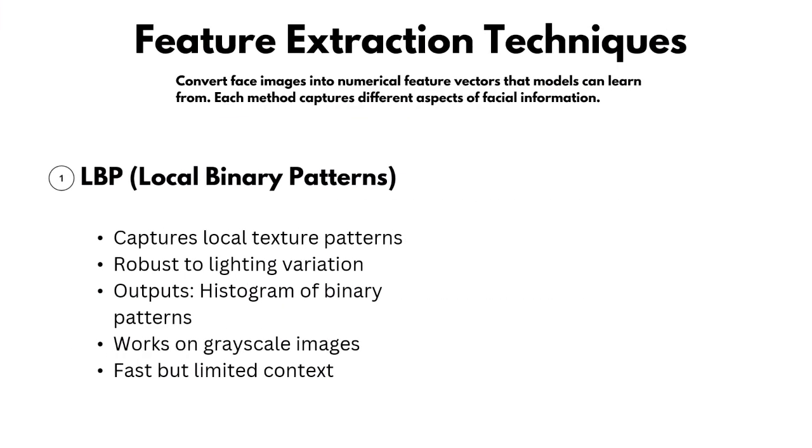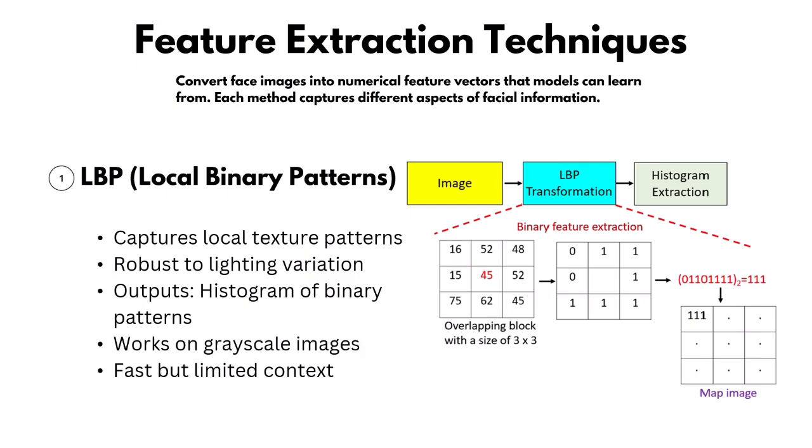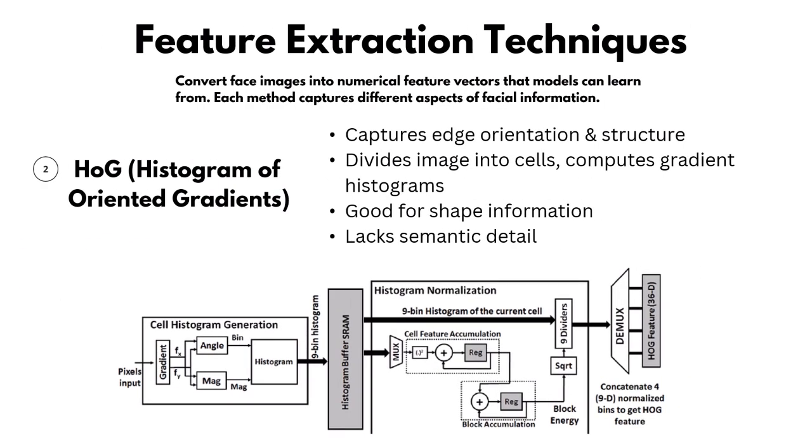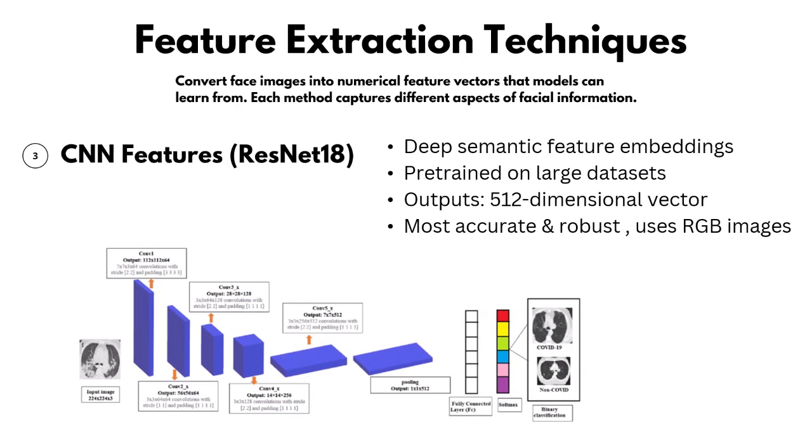To convert these images into useful features, we have applied three techniques. LBP, which captures local textures. Second is HOG, histogram of oriented gradients, focused on structure and edge orientation. Finally, we use pre-trained ResNet-18 embeddings to extract deep semantic features. Each of these methods captures a different aspect of facial information, from surface-level patterns to abstract representations.